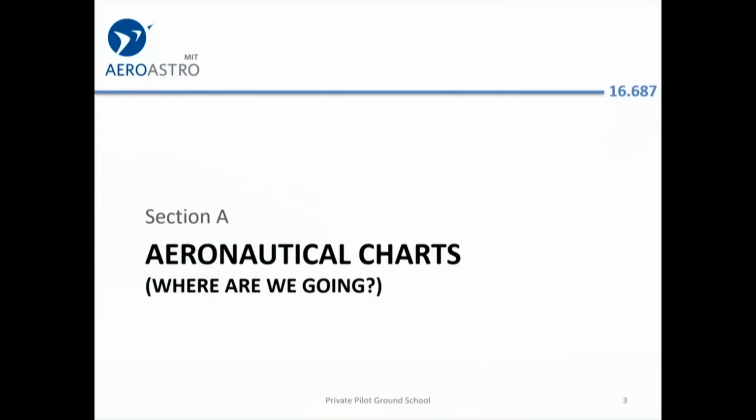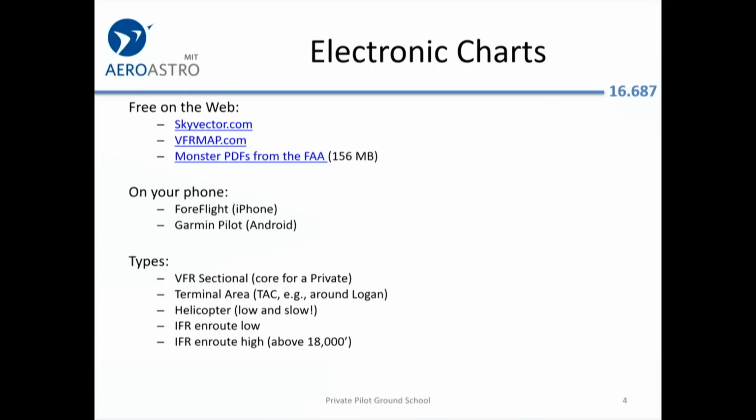So aeronautical charts help you out with where you're going. There are actually a number of electronic charts. There are a couple of websites. Skyvector.com is a great website that shows these charts. There's a search bar, so you can type in an airport, for example, and it'll zoom right in to that chart. You can also get some apps, and I'm going to pass around my iPad.